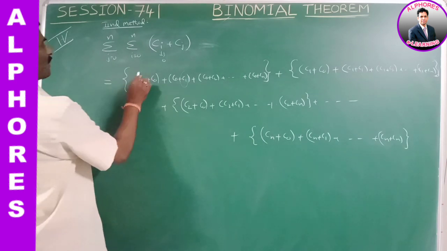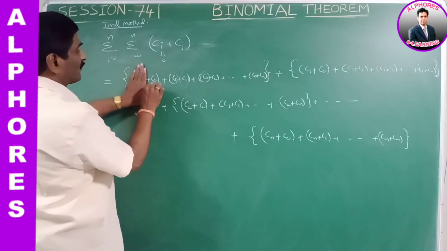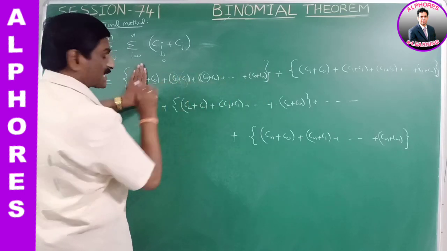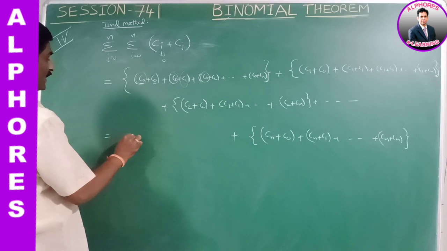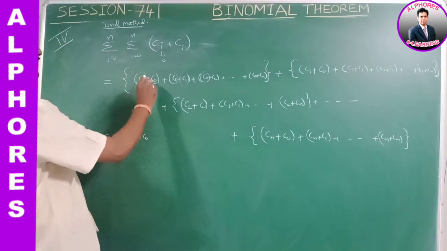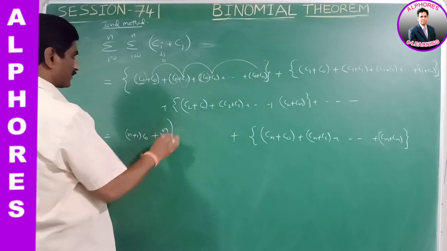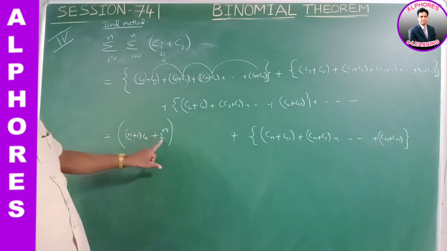Here, C0 plus C0 plus C0, how many times does it appear? Please observe this value. This sequence is C0, C1, and so on, n+1 terms. That means (n+1) into C0 here. (n+1) into C0. Plus what are the remaining values? C0 plus C1 plus C2 and so on means 2^n. Okay, (n+1) into C0 plus 2^n.